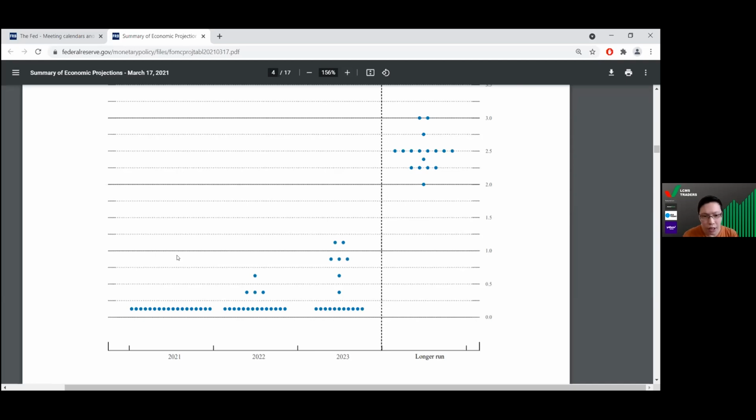Let me remove this. Oops. Okay, the dot plot.